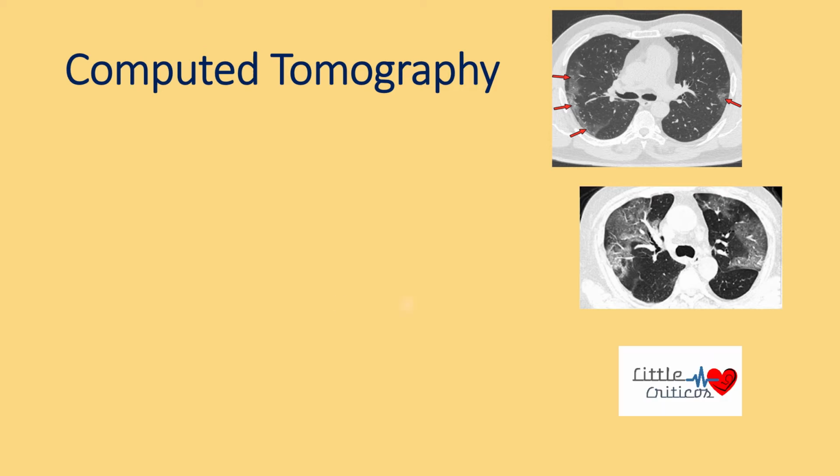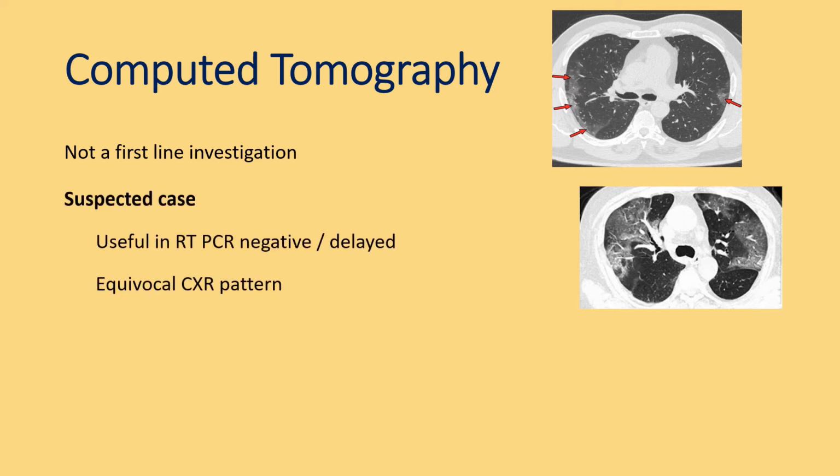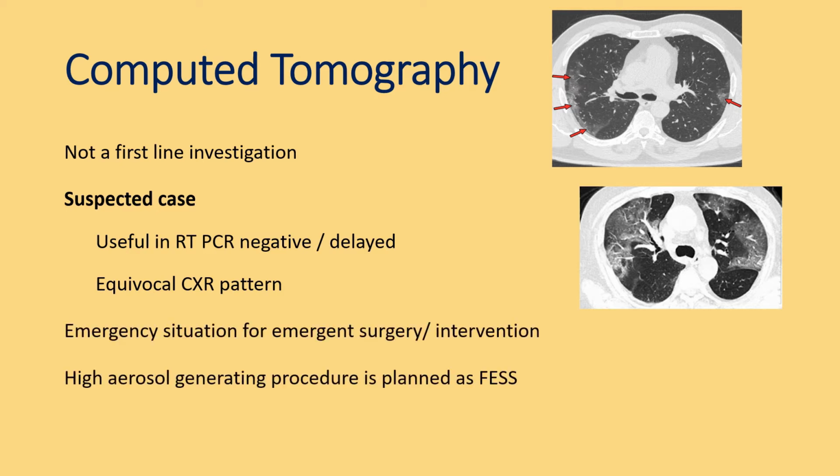Computed tomography is another common investigation used in SARS-CoV-2 infection. However, it is not a first-line investigation in all patients. It is useful in suspected cases when the RT-PCR is negative or delayed, and in those with equivocal chest X-ray pattern. It is also useful in those undergoing emergency surgeries or interventions and procedures which are high aerosol generating.